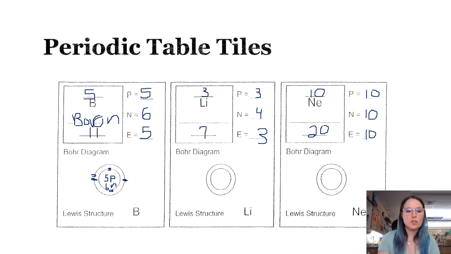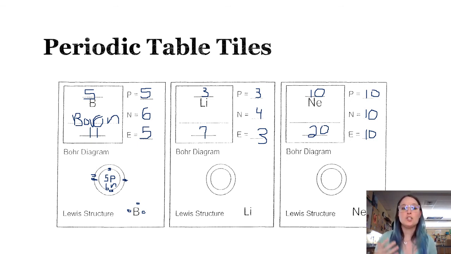Now for the Lewis structure, notice in the outermost shell here I have 1, 2, 3 electrons. So I'm going to do 1, 2, and 3 electrons around my Lewis dot structure. Feel free to watch back through this video if you need some help with that.